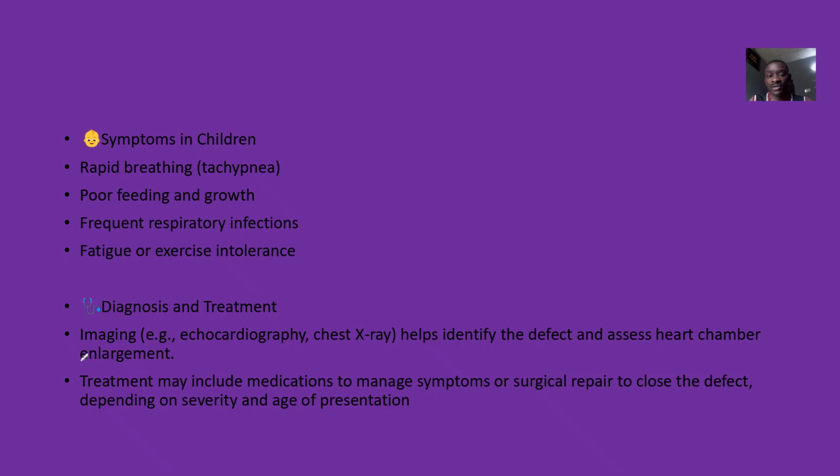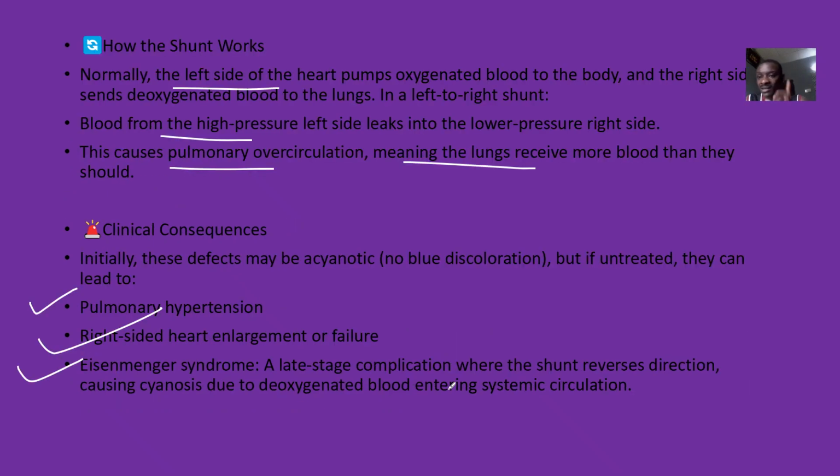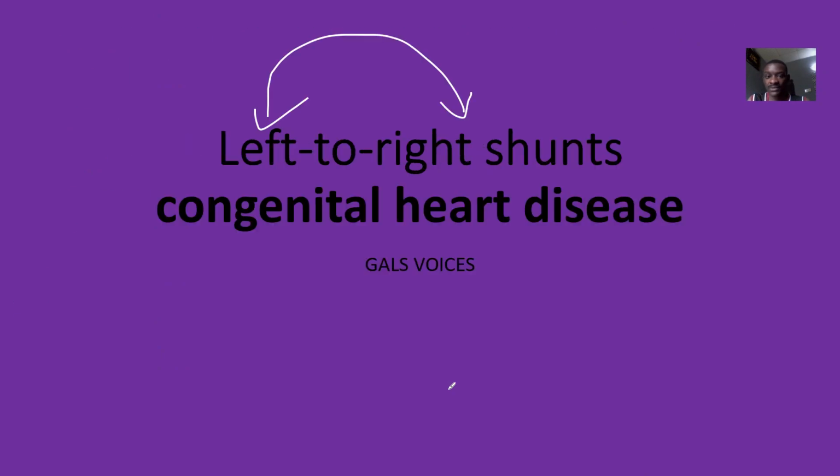So in children, there's rapid breathing, poor feeding and growth, frequent respiratory infections, fatigue, and exercise intolerance. For diagnosis, imaging, of course. For treatment, you're trying to manage the symptoms, then repair any opening in the heart that is not supposed to be there. So basically it's a surgical thing. Okay, so that's it for this.